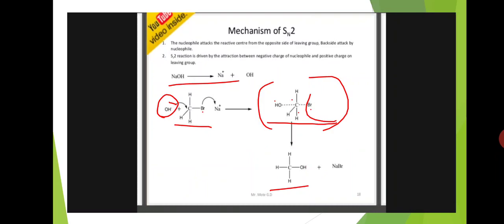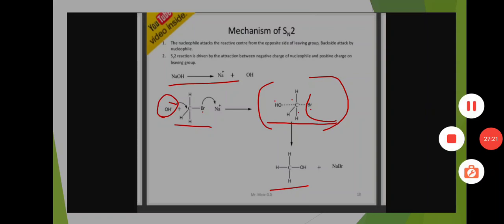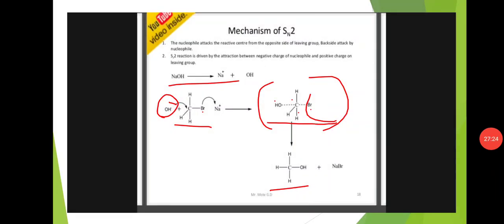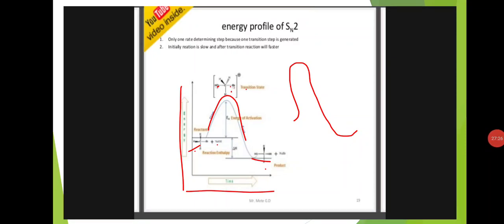So the new nucleophile attacks the alkyl halide from the backside and forms one transition state. That transition state has bond formation and bond breaking simultaneously. After that transition state, the halogen is eliminated and alcohol is formed. And in the energy profile diagram of the SN2 reaction, only one rate determining step is there, and that transition state is generated.